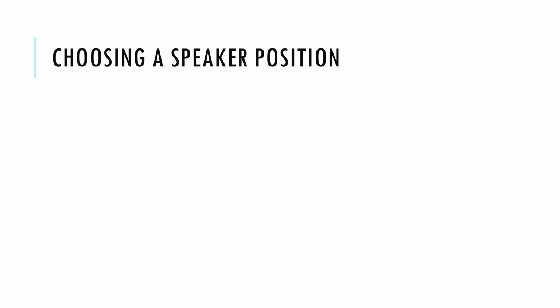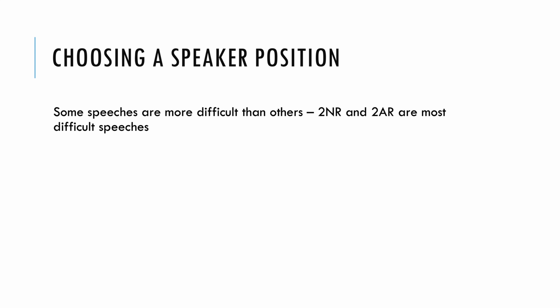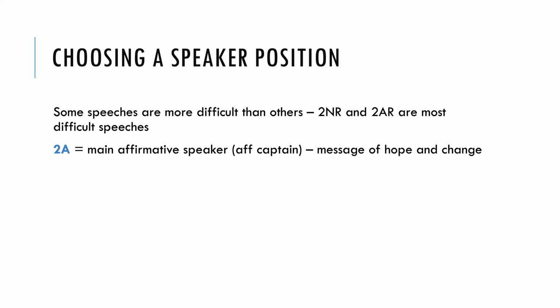Choosing a speaker position. All right, hopefully this is starting to make a little bit more sense, even if it still feels overwhelming. But some speeches, hopefully you've gotten the sense, are more difficult than others. And like I've said, the 2NR and the 2AR are the most difficult speeches. So how does it work? Who is giving what speech? You and your partner, all right? So the 2A is the main affirmative speaker. Let's think of this as the aff captain.